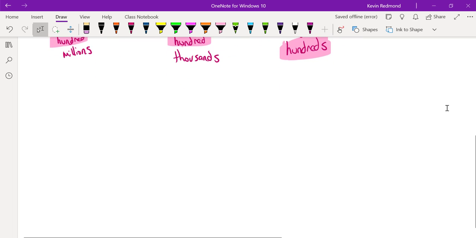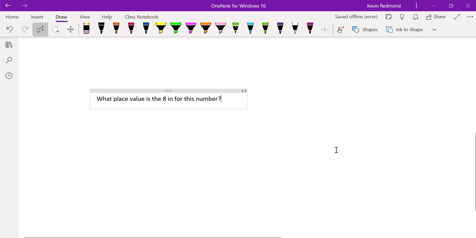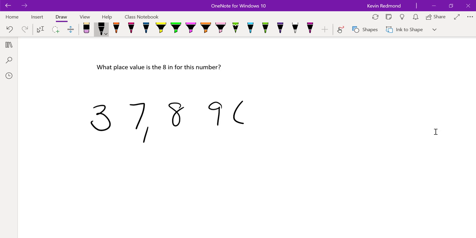What I want to do now real quick is explore what type of question you might be seeing when it comes to place value. What we might see is: what place value is the 8 in for this number? So if I wrote a new number here and wanted to explore what the place value will be, maybe I have a number that looks something like this: 8, 9, 6, 4, 2, 1. If I want to explore what place value the 8 is in for this number, I'm going to say, okay, well, 8 is right here. What is the name of that place value?